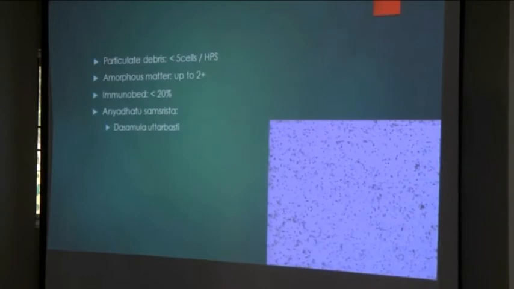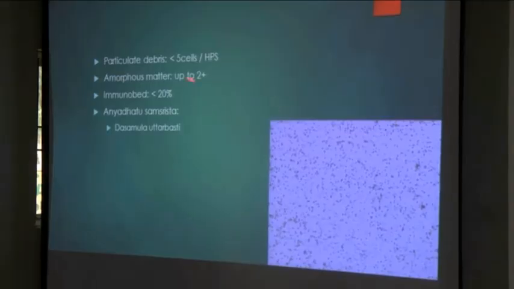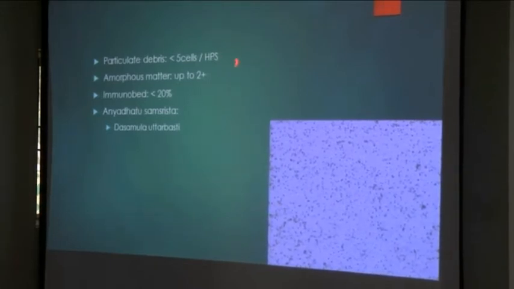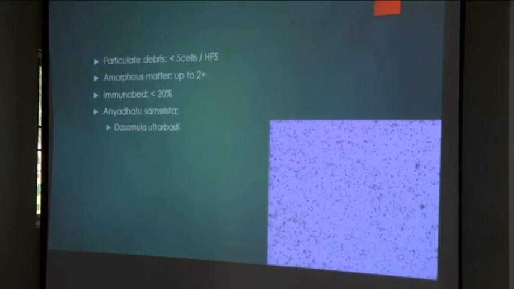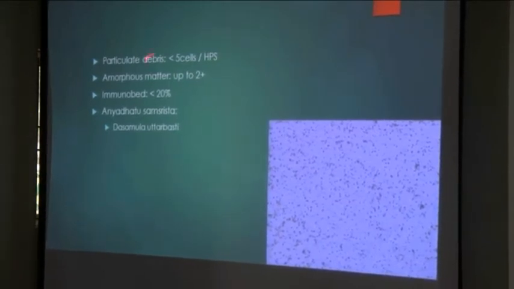And particulate debris. In the microscopic examination, apart from the sperms, we may find other cells, just like dust particles. These can be up to grade +2, which is normal. More than this is +3, +4 comes as the maximum. That is totally abnormal. Apart from this, we have other cells, polymorphonuclear cells, then epithelial cells, etc. So more than 5 all together is abnormal.